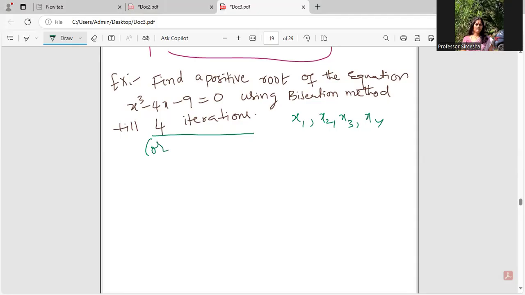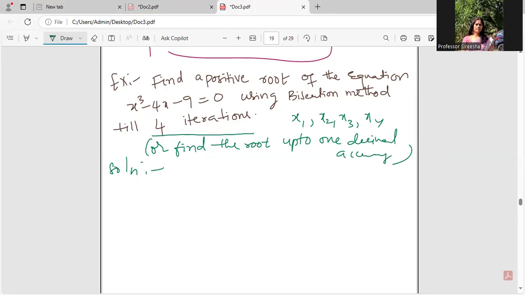That would be: find the root up to 1 decimal accuracy or 2 decimal accuracy, they can say. Okay, find the root up to 1 decimal accuracy. What that is, I'll discuss. Decimal accuracy, what is that? Let's see. Now, to find the root, what should I do?